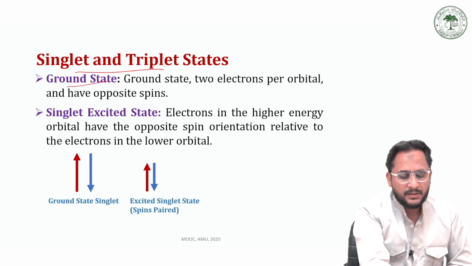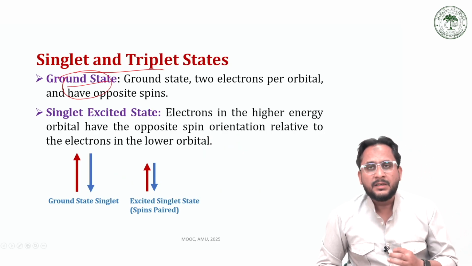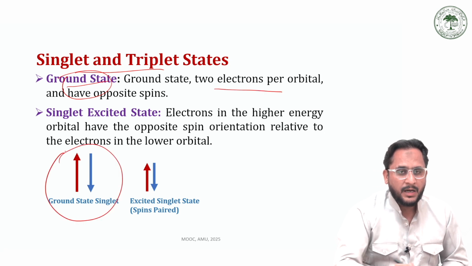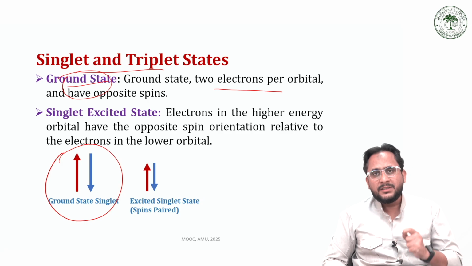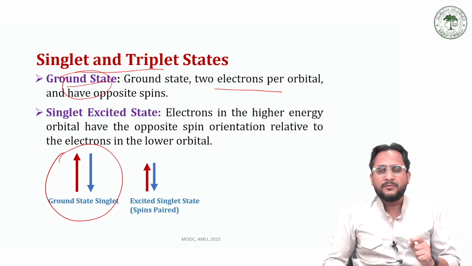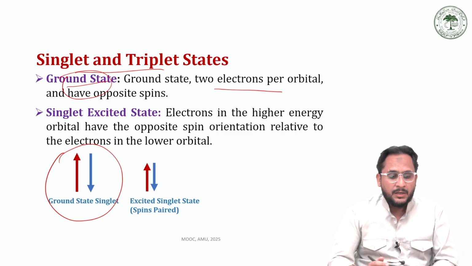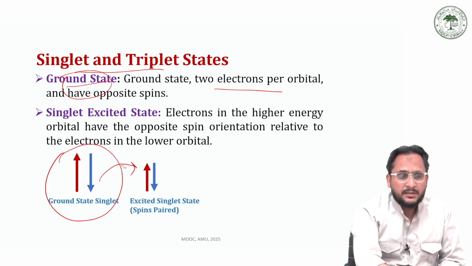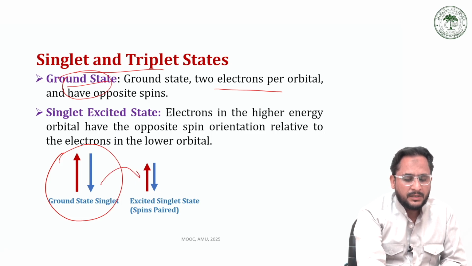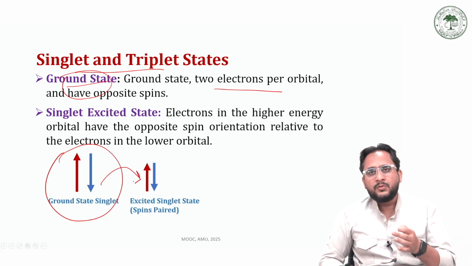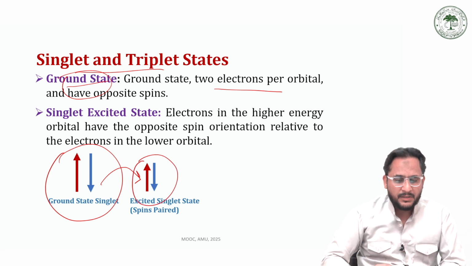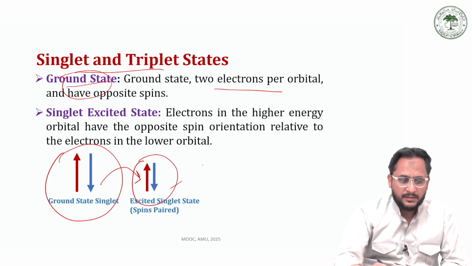Now, singlet and triplet state, as I said: in the ground state, electrons are always paired, which means we have two electrons in an orbital in which one has clockwise or plus half value of spin while the other has anti-clockwise spin. Now in the singlet excited state also, we have the spin of the two electrons paired, which means they have the same spin arrangement as in the ground state. Again it is paired spin, so it is a singlet state.